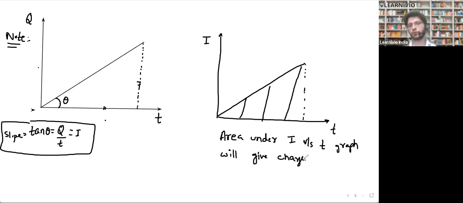So these are the two types of questions that you can get on this graph. First is the slope of the charge versus time graph. This will give you current. But if you have current versus time graph, then the area under the current versus time graph is charge. Always keep these two things in mind. If you have charge versus time, then take the slope, tan theta, that will give current. But if you have current versus time, then take this area. This whole area, the shaded area of the triangle, will give you the charge. Just note it down.